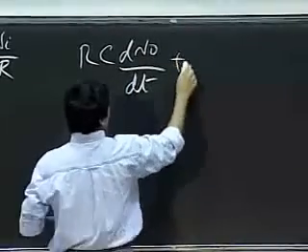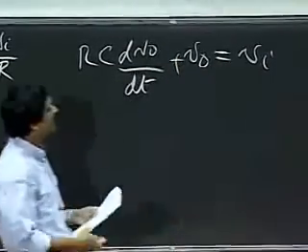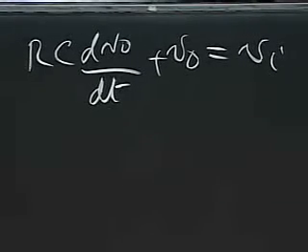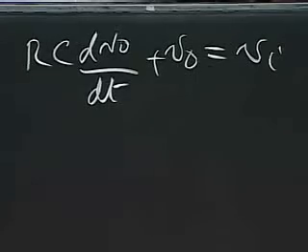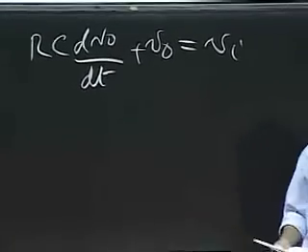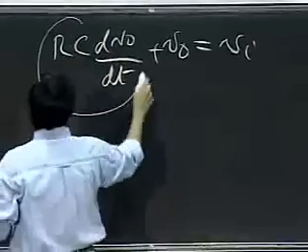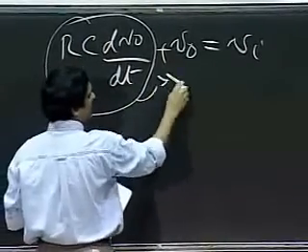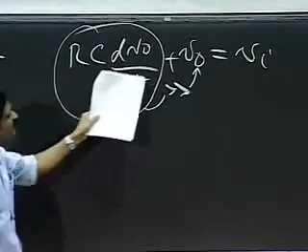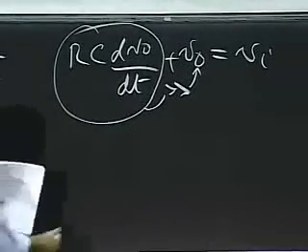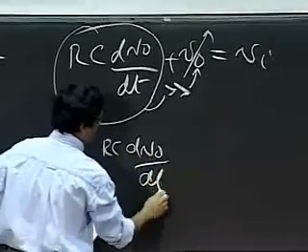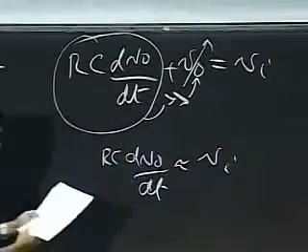RC dV naught by dt plus V naught equals VI. Okay, we wrote down the circuit for a first order RC, wrote this equation for a first order RC circuit. Now, it does turn out, if we just wrap up on this wild goose chase that we went on, that if this term here is much bigger than that term, then I can ignore that term and write down RC dV naught by dt more or less equal to VI.